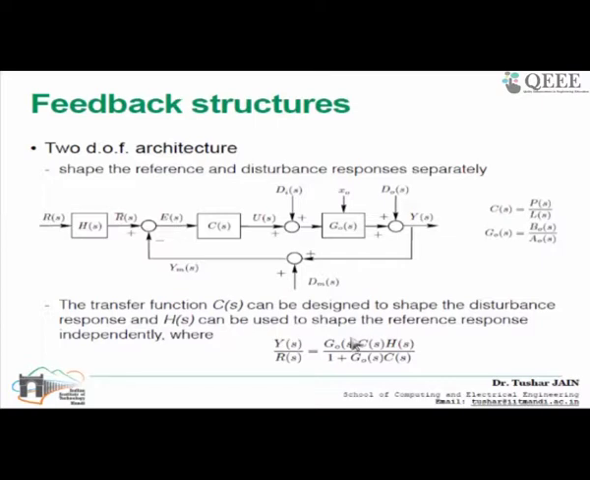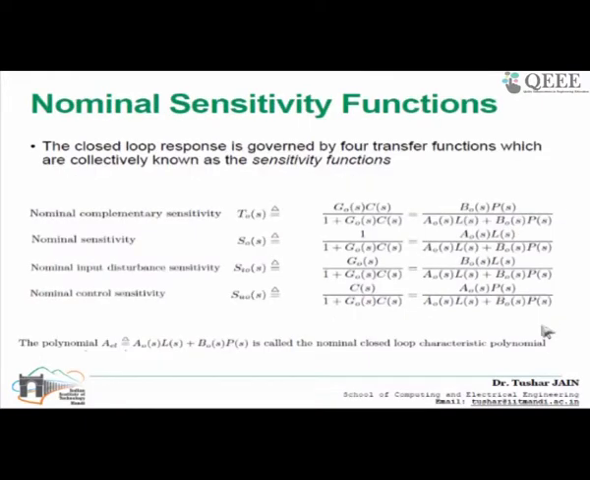C of S can be designed to shape the disturbance response, and H of S can be used to shape the reference response independently. Okay, and now this is what we call the gang of four, all the sensitivity functions which are necessary when you start doing your stability analysis. These are defined as the nominal complementary sensitivity, nominal sensitivity, nominal input disturbance sensitivity, and nominal control sensitivity. All these four transfer functions are needed if you want to study the stability properties of the system.